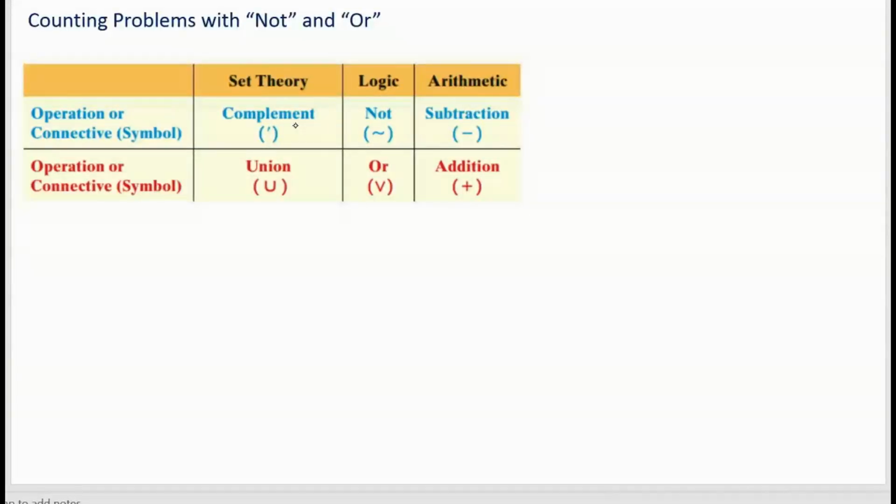And we also talked about the connective of a union. Really, union means "or." When you talk about combining sets together, the value could be in this set or that set, and that's a union of sets. Whereas "or," which we use in logic, means this thing or that thing, or both. And "or" means plus as far as arithmetic goes. So we want to apply that same idea to counting problems.